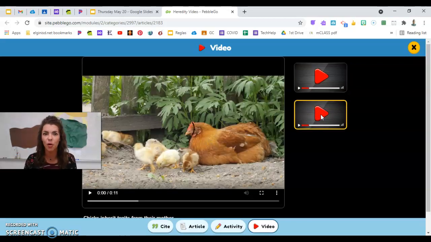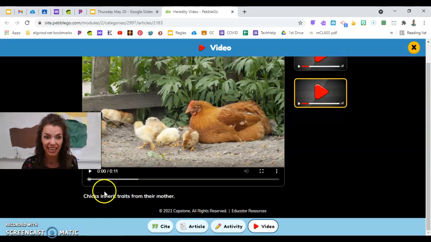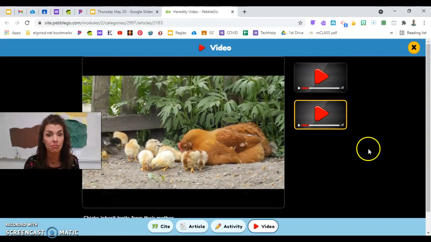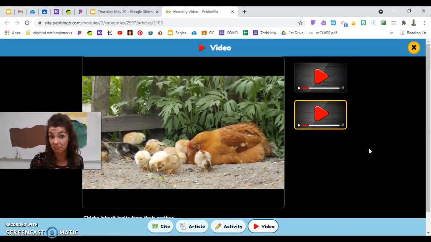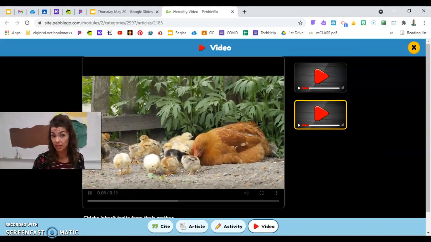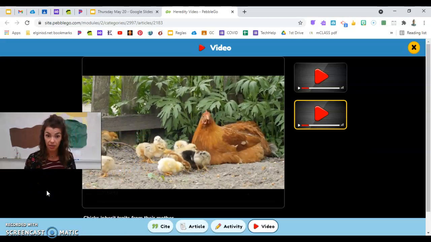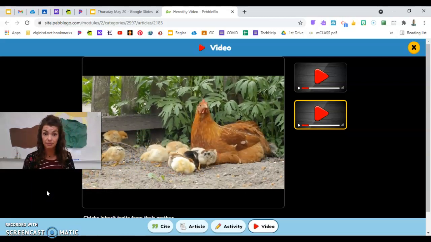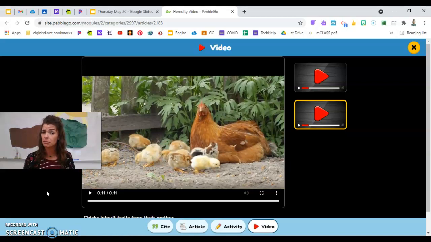Video 2. Those are not people. What do you see here? Chicks inherit their traits from their mother. They have some things the same, but they have some things different. And they're not all the same color, are they? Do they all have a pointy beak? Do they all have feathers? Do they all have 2 clawy feet?